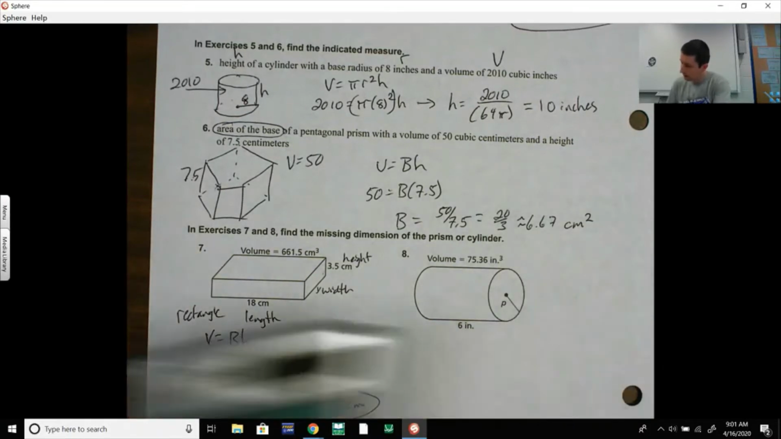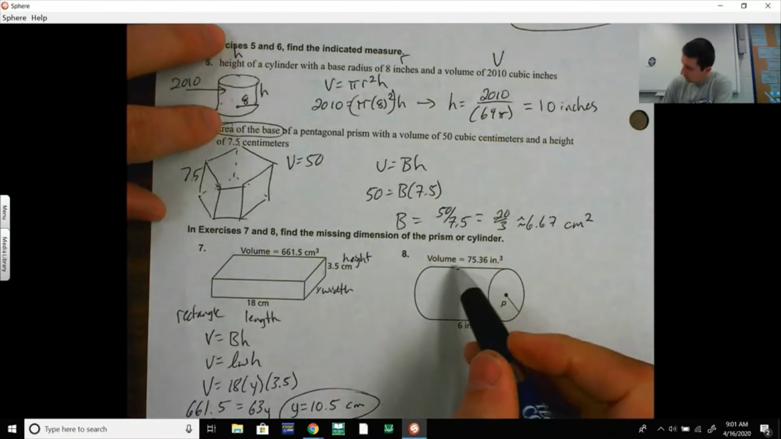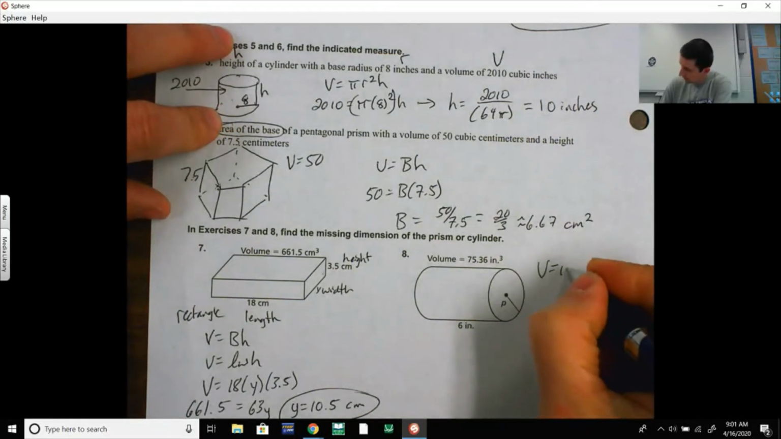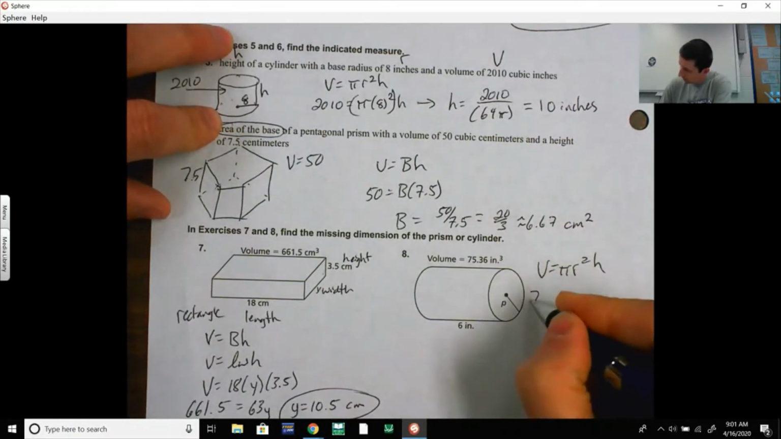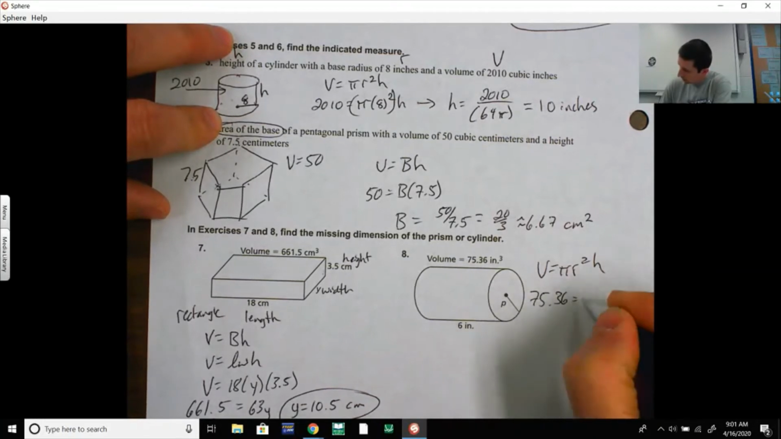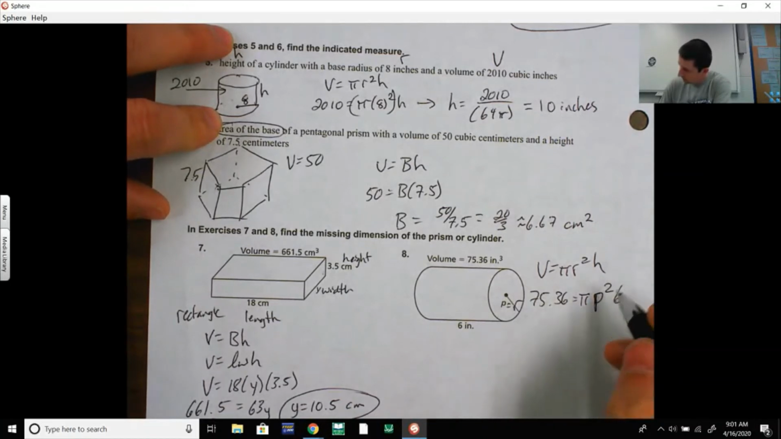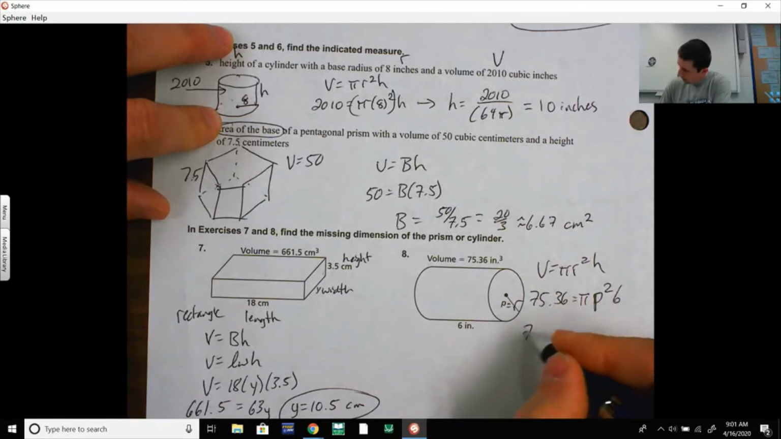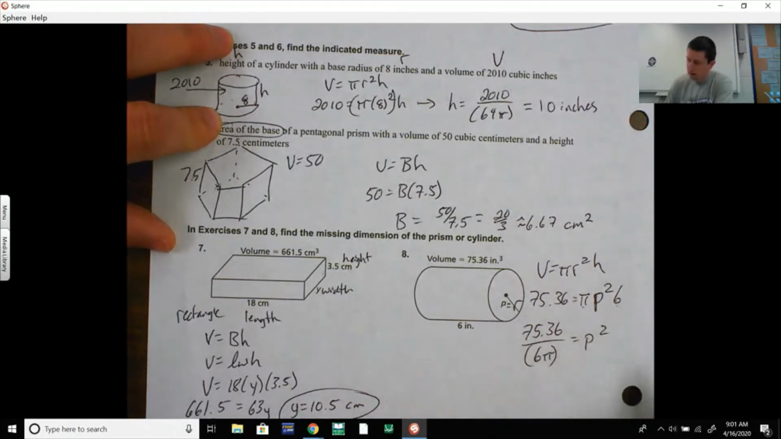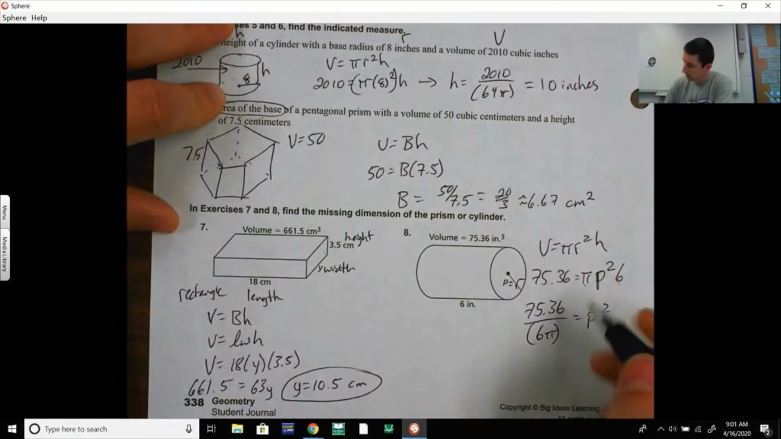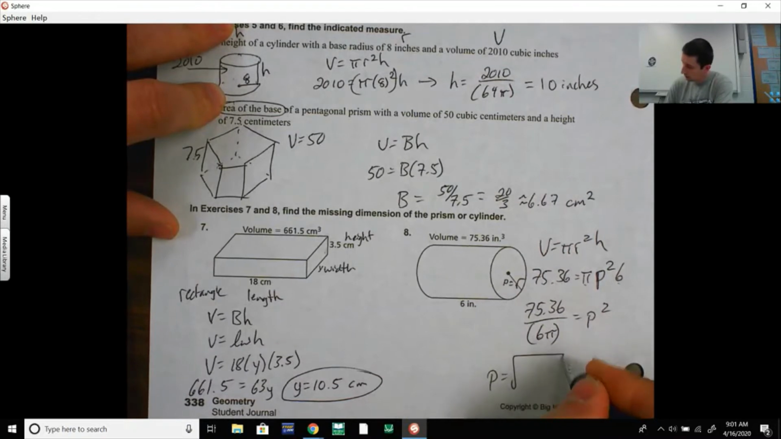Okay. A cylinder, here's the volume. We know volume equals pi r squared h. So 75.36 equals pi p squared (p is the r) times 6. So I'm going to divide by 6 pi. Put those two together, divide by 6 pi, and that's what p squared is going to be. But then to get the squared off, you have to take the square root. So p is going to be the square root of 75.36 divided by 6 pi.